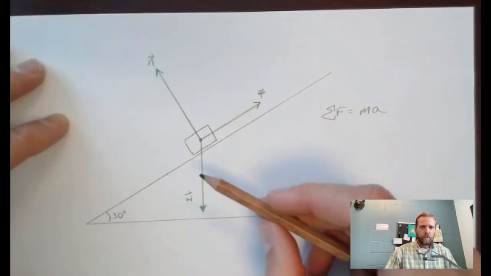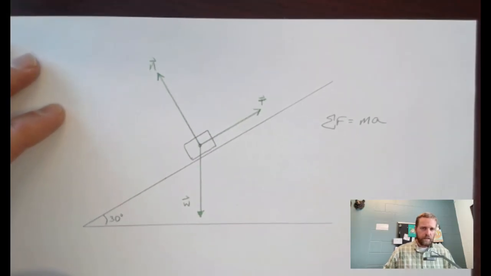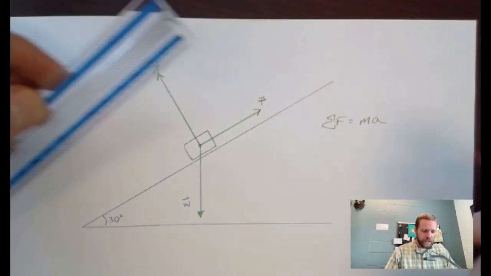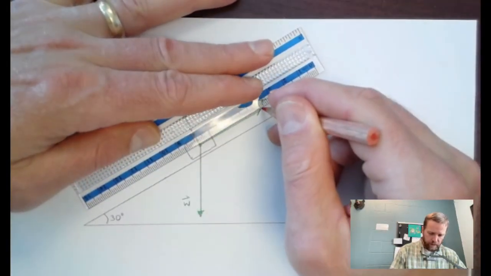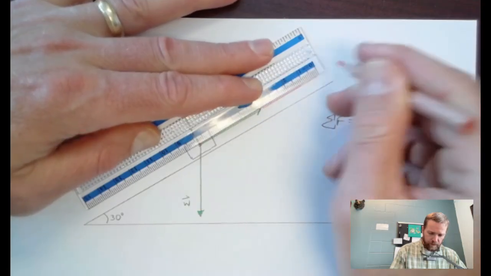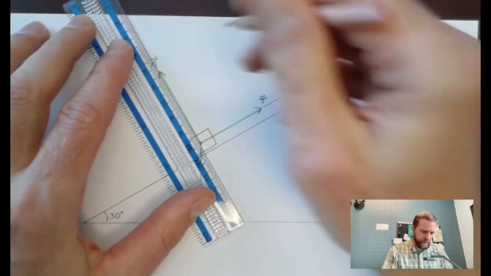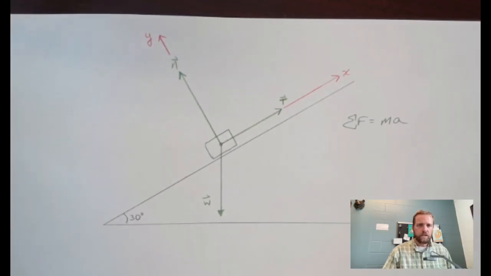And we need to apply a coordinate system to the problem. The coordinate system that is really helpful is if you let one of the axes align with the direction of motion or the perceived direction of motion. The direction of motion would be along the incline. So we can let this be the x direction right here, and then this would be the y direction right here.